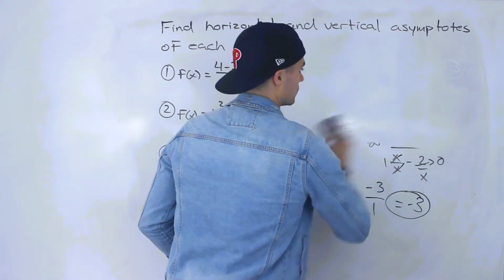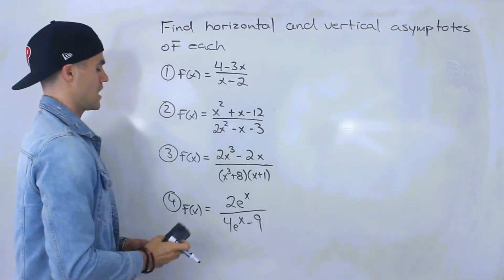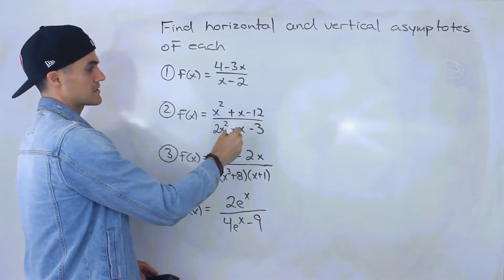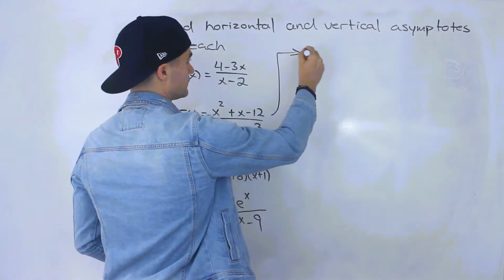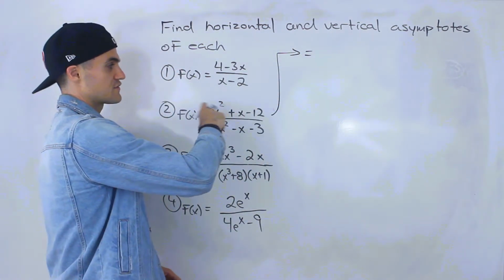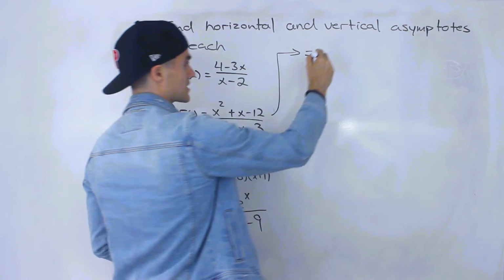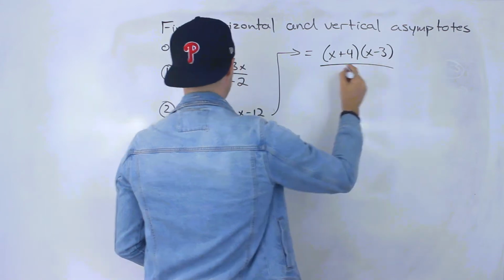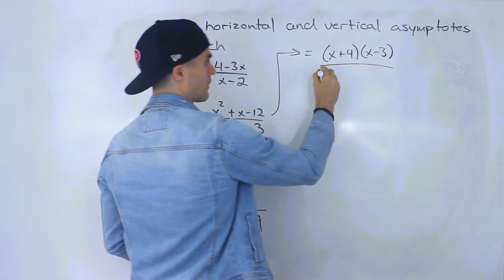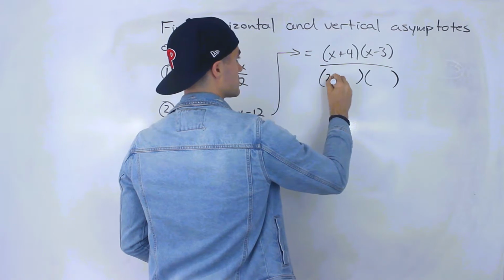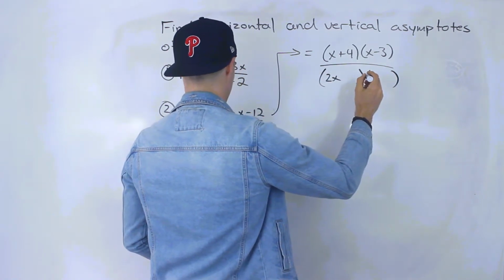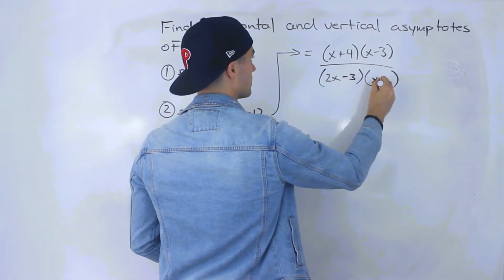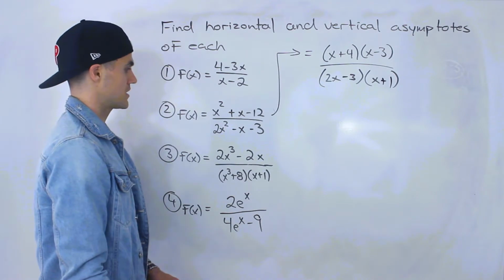What about number 2? What do we got here? We have f of x equals x squared plus x minus 12 over 2x squared minus x minus 3. First thing you want to do is factor these. So notice x squared plus x minus 12, that factors to x plus 4 times x minus 3. And then 2x squared minus x minus 3, that would factor into, we would have what? Minus 3 plus 1? I think that works out.